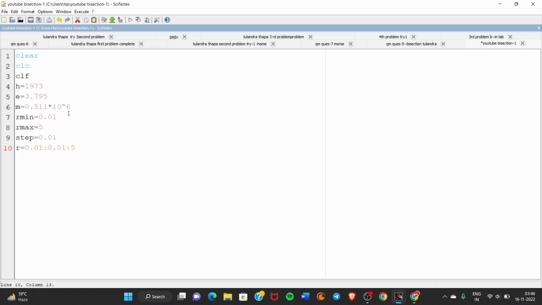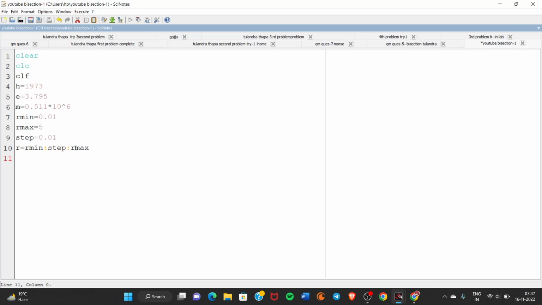In general we do not write it like this, because we have to use R min and R max later on also. So we write it like this: R min, step, and R max. So this is the syntax.